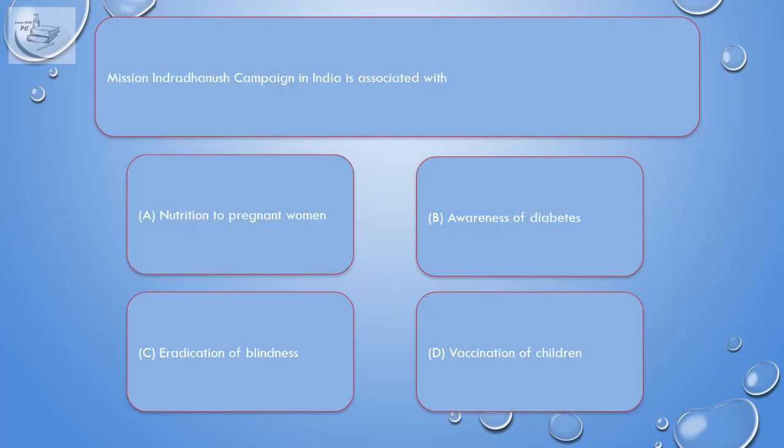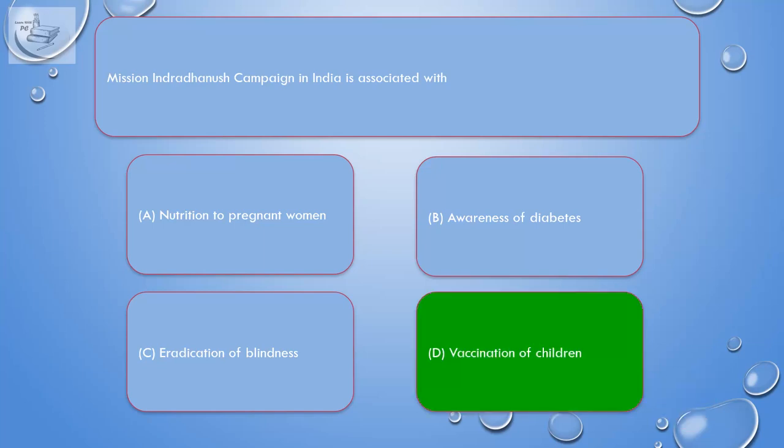Question: Mission Indradhanush campaign in India is associated with A. Nutrition to pregnant women. B. Awareness of diabetes. C. Eradication of blindness. D. Vaccination of children. Correct answer is D. Vaccination of children.